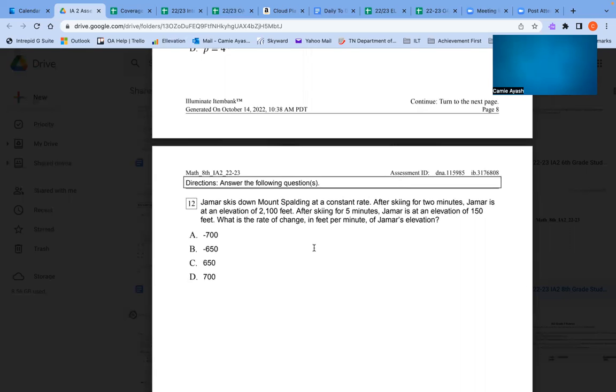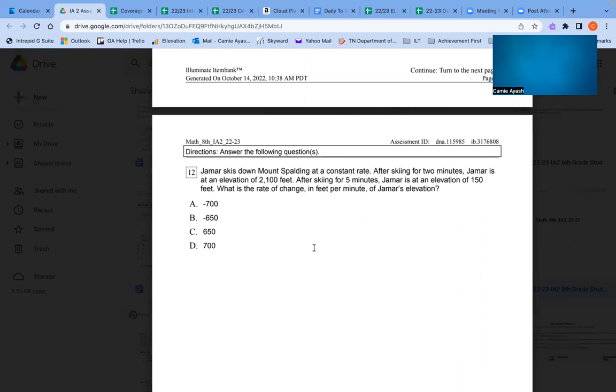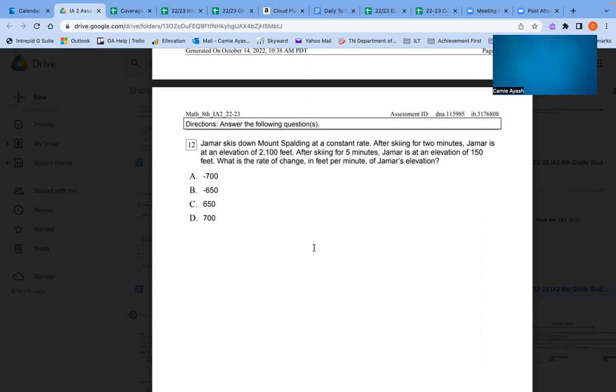Number 12, Jamar skis down Mount Spalding at a constant rate. After skiing for 2 minutes, Jamar is at an elevation of 2,100 feet. After skiing for 5 minutes, Jamar is at an elevation of 150 feet. What is the rate of change in feet per minute of Jamar's elevation? A, -700, B, -650, C, 650, D, 700.